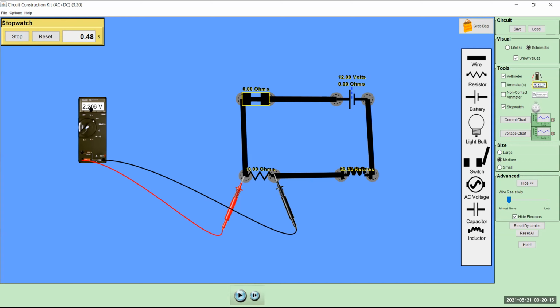So right now, it's giving me 2.206 volts after 0.48 seconds, okay? Think of the current that is right now running. The resistance is 10, and the voltage is 2.206. That means there is a current of 2.206 divided by 10, or 0.2206 amps, 220 milliamps. That is how much current is running through the circuit right now.